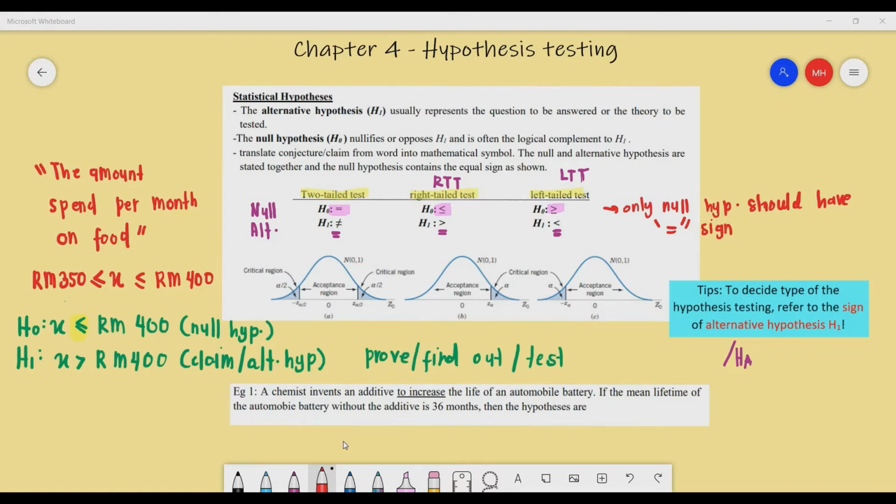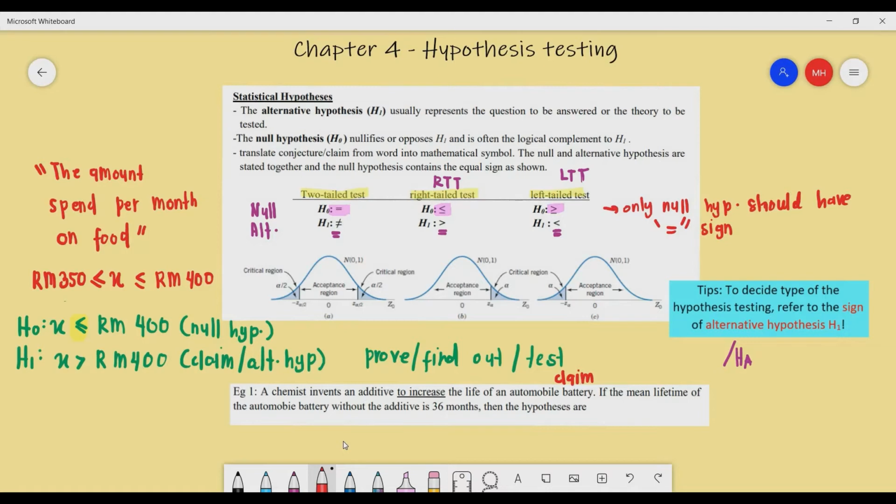Okay, let's look at example 1 here. A chemist invents an additive to increase the life of an automobile battery. Definitely, this one is a claim. This is something that the researcher wants to test or figure out. He believes that if an additive is added into the automobile battery, the lifetime of the battery will be increased. So this is the claim, definitely.